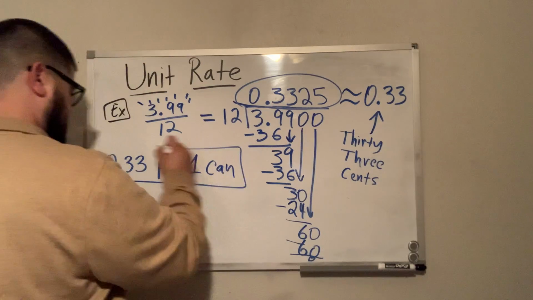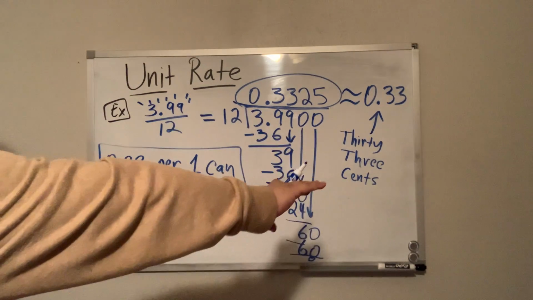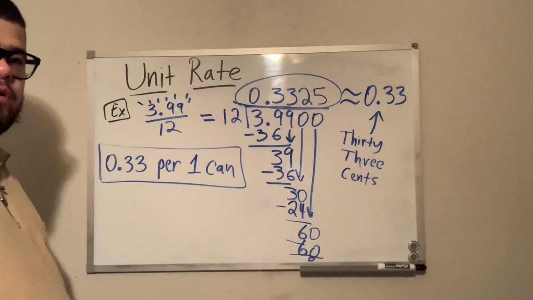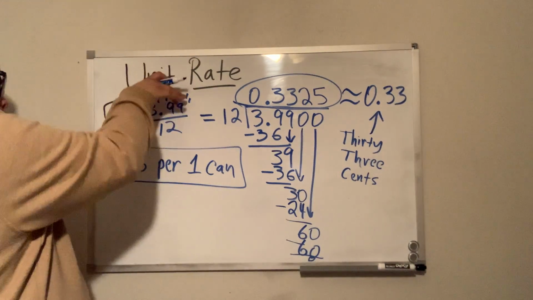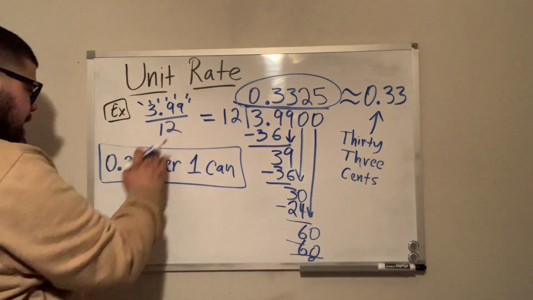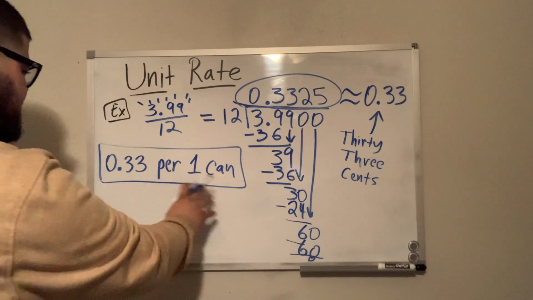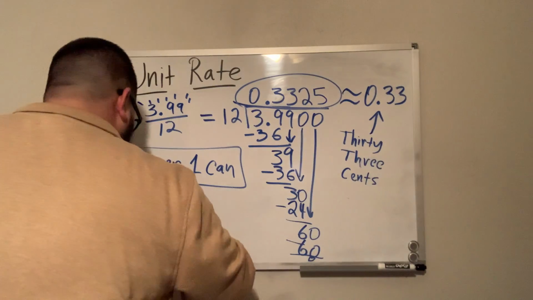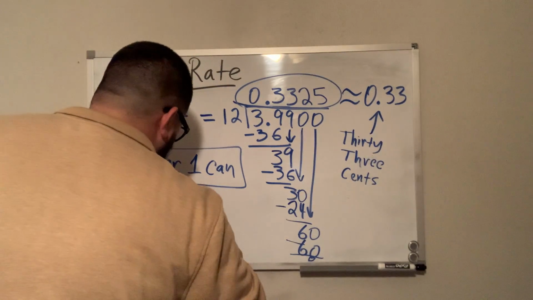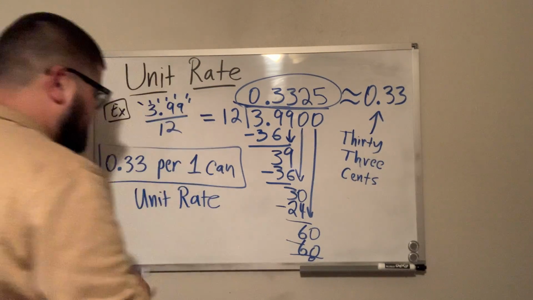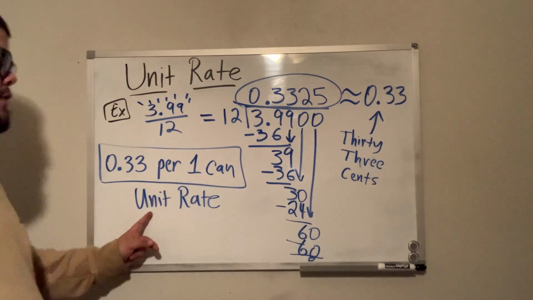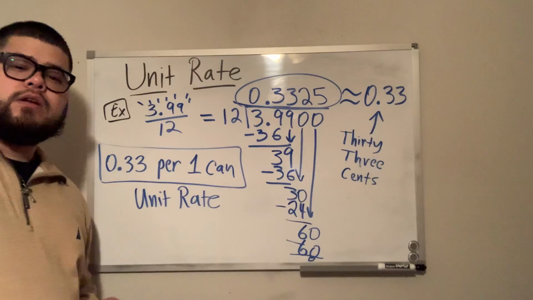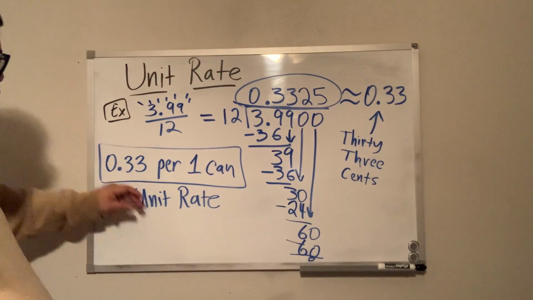This right here, from our division, right? Because what ended up happening here, we divided this total, this number, by the amount of cans. That got us 33 cents per 1 can, right? And that is our unit rate. Because when we see the word unit, we think of the number 1. Okay, so this is our unit rate.